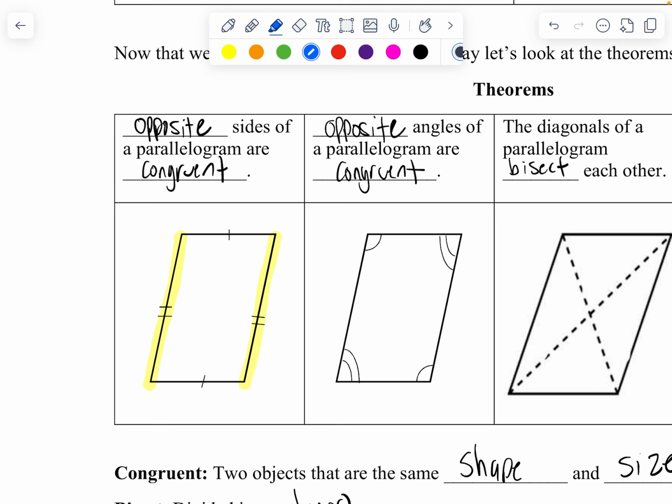You can also say something about the angles, that opposite angles are congruent. So if this was 70 degrees, you would also be guaranteed to have 70 degrees across from it.